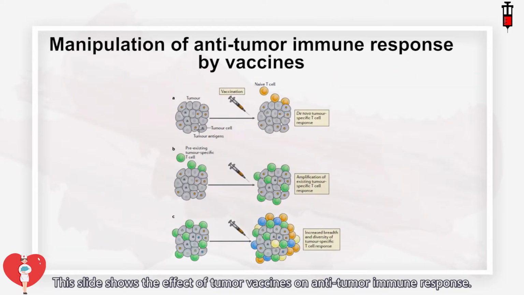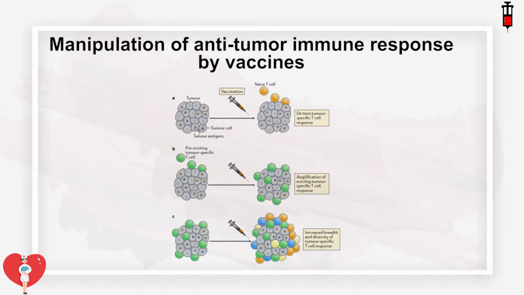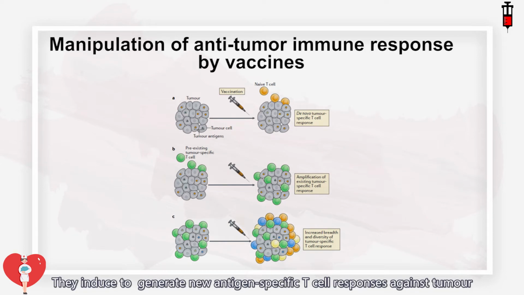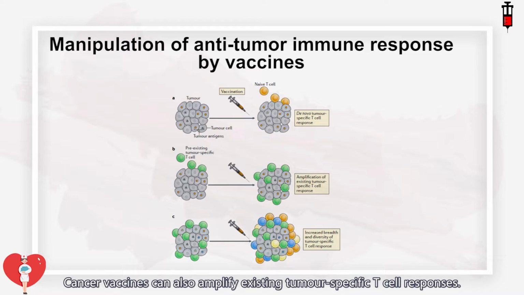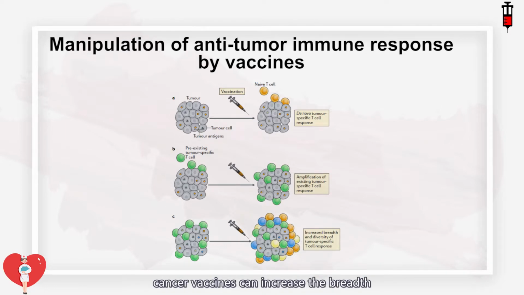This slide shows the effect of tumor vaccines on anti-tumor immune response. They induce the generation of new antigen-specific T-cell responses against tumors. Secondly, cancer vaccines can also amplify existing tumor-specific T-cell responses. Finally, cancer vaccines can increase the breadth and the diversity of the tumor-specific T-cell response. Together, these effects can result in regression of tumors.